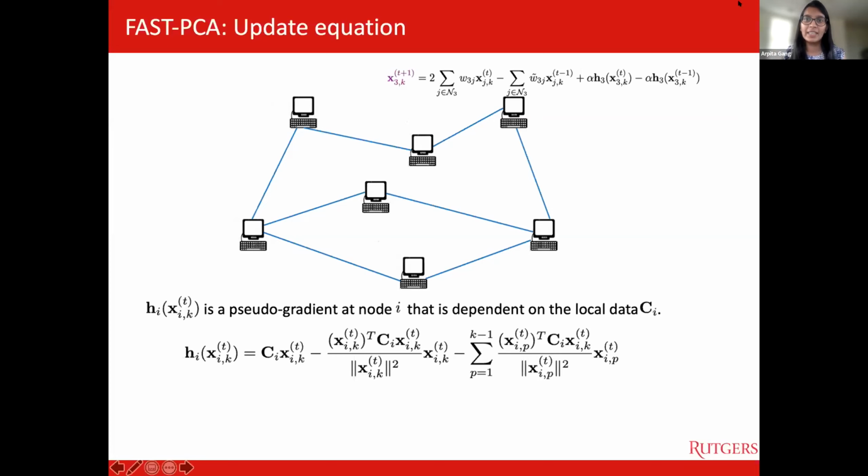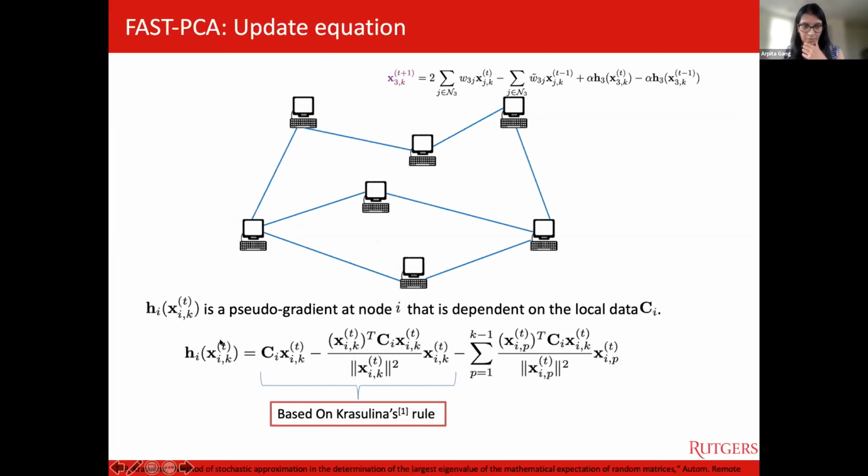The H_i^k here are pseudo gradients. We are not using any loss function per se. So these are pseudo gradients that depend only on the local data. So basically, the updates are done based only on the local data and not the data of any other nodes.